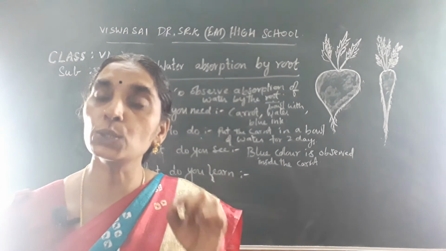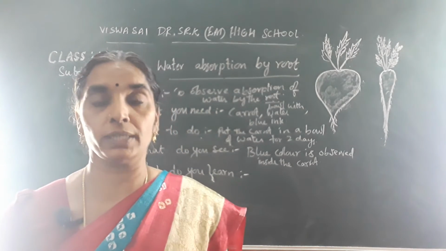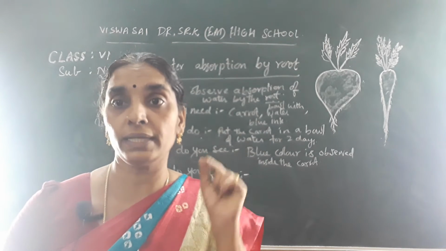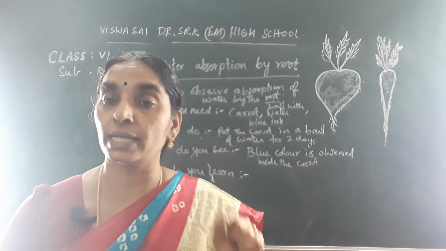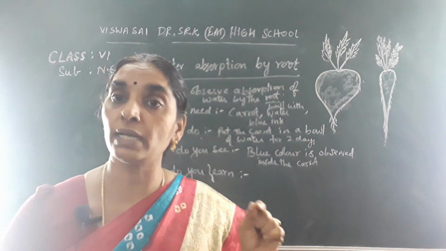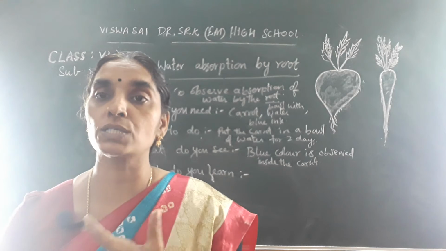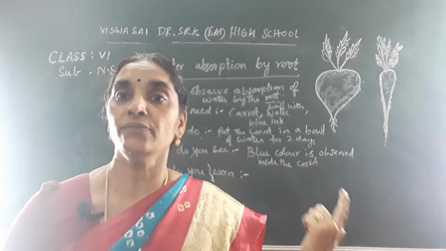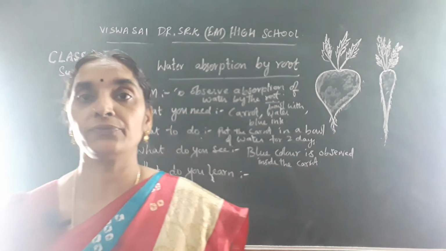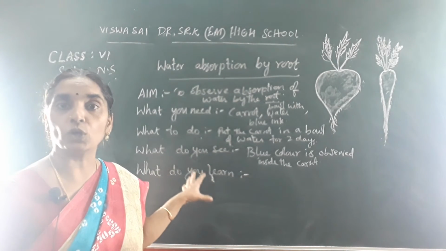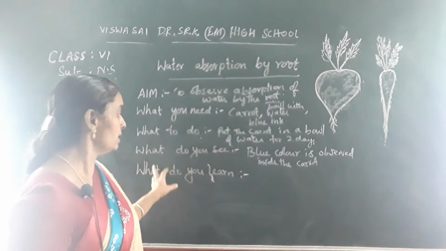That means roots absorb the water, you can say. Roots absorb the water. Along with the blue color it has absorbed, isn't it? So you can say that it absorbs water and mineral salts. Through the water itself, mineral salts also pass through the roots and are conducted to the various parts of the plant. From this experiment, you can prove that roots absorb water and mineral salts from the soil.